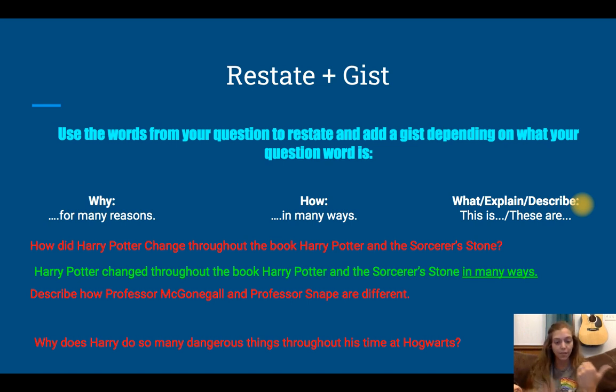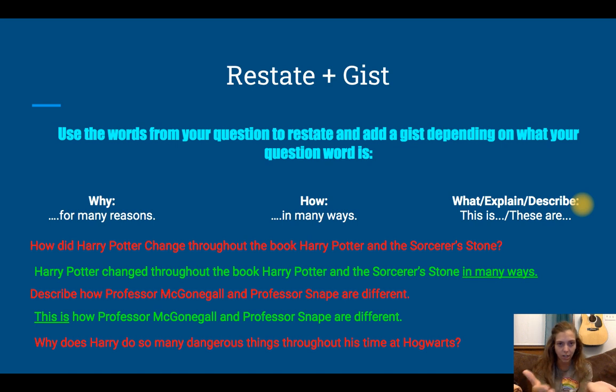Describe how Professor McGonagall and Professor Snape are different. Okay, so my question word is describe, right? So I'm going to use this is or these are. This is, there's my gist, how Professor McGonagall and Professor Snape are different. Now, you can also pick out that how and use that instead and say Professor McGonagall and Professor Snape are different in many ways. You could do that. You just have to, as long as it makes sense, you know?